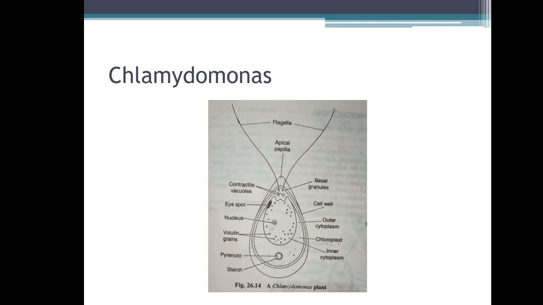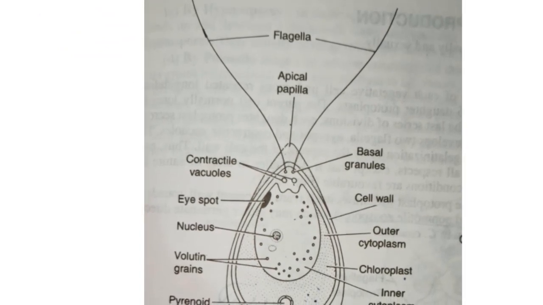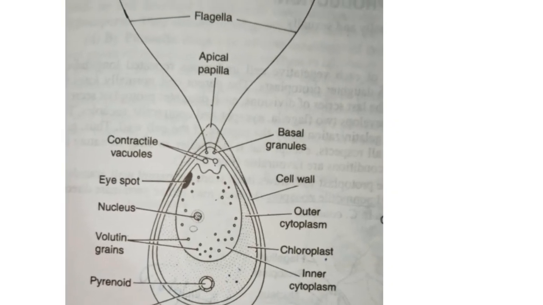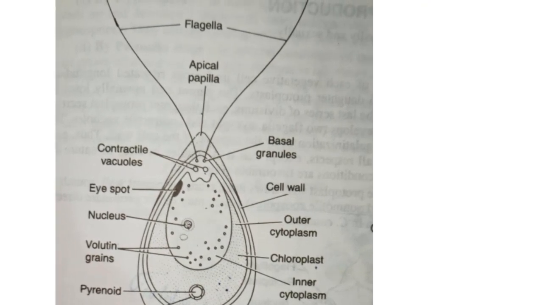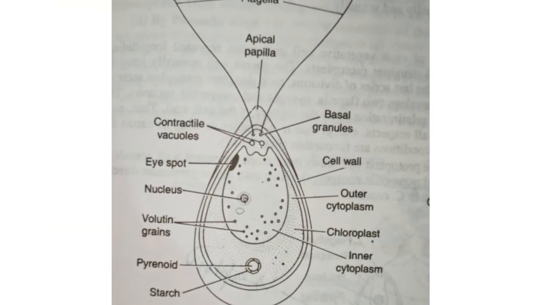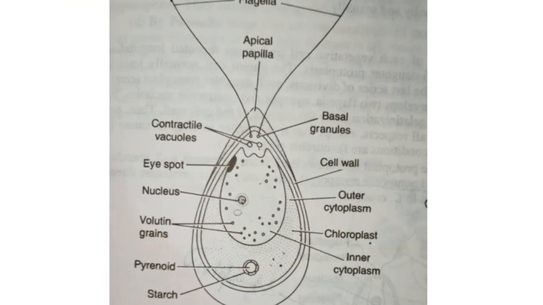Now this is the first figure of the algae, Chlamydomonas. You will observe that in Chlamydomonas there are 2 flagella, and both originate from the basal bodies. Below the flagella, a contractile vacuole is present, and that contractile vacuole is responsible for maintaining the internal concentration of the water, and that is called osmoregulation. Just below that there is an eye spot, a pigmented body, responsible for receiving the sunlight.